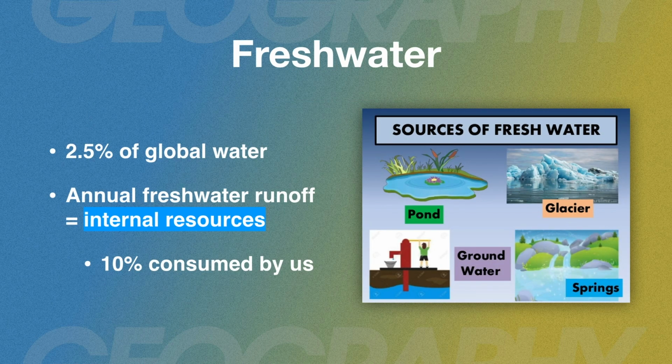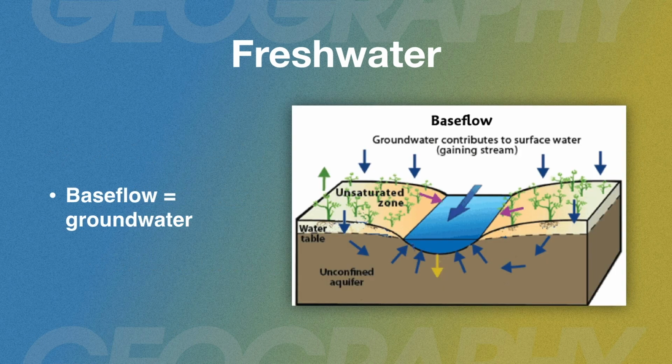Only about 2.5% of our global water supply is fresh water, and on the right hand side here you can see where a lot of that is sourced from. Now, a country's annual freshwater runoff is considered to be its internal resources. External meaning water that is imported, that's Japan, the UK, Mexico, and others. And about 10% of those internal resources are consumed directly by humans. Now, fresh water can come from below, otherwise known as base flow or groundwater.